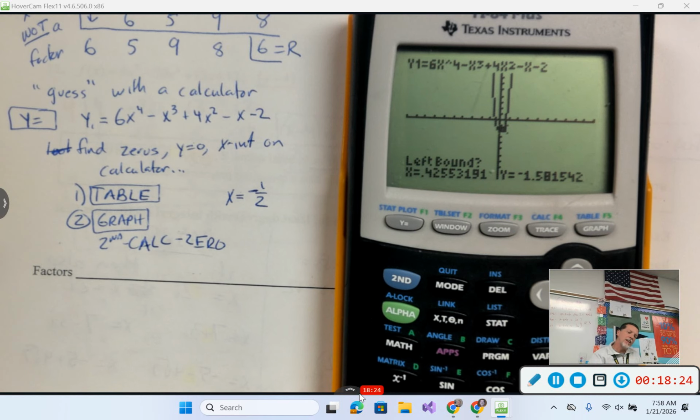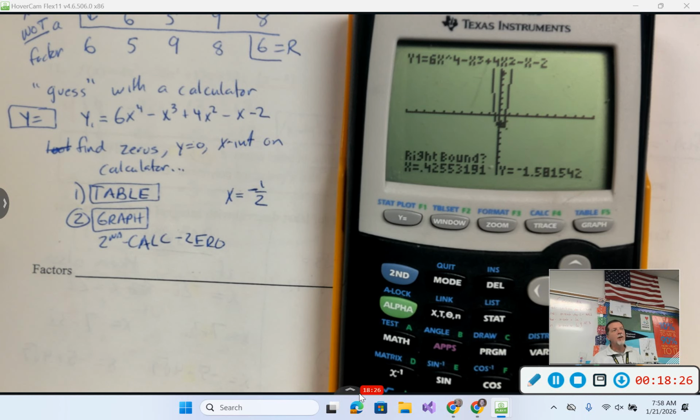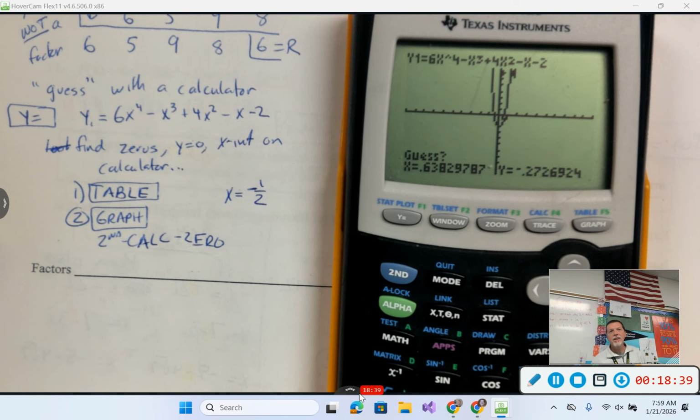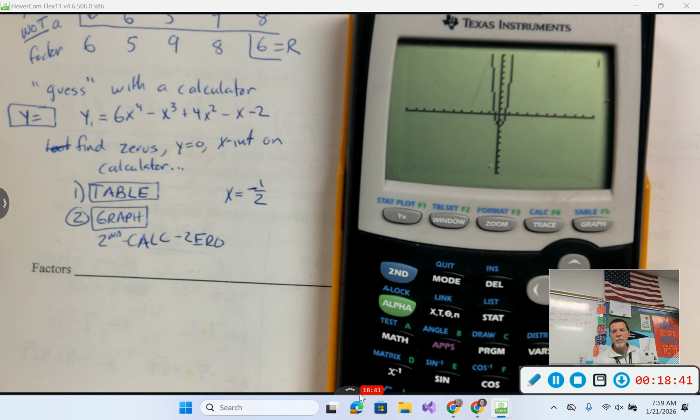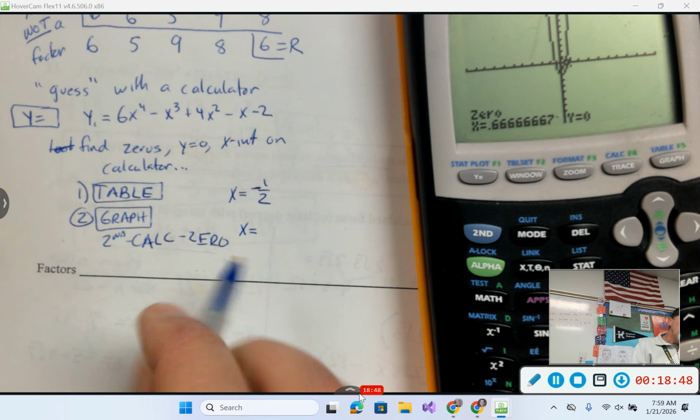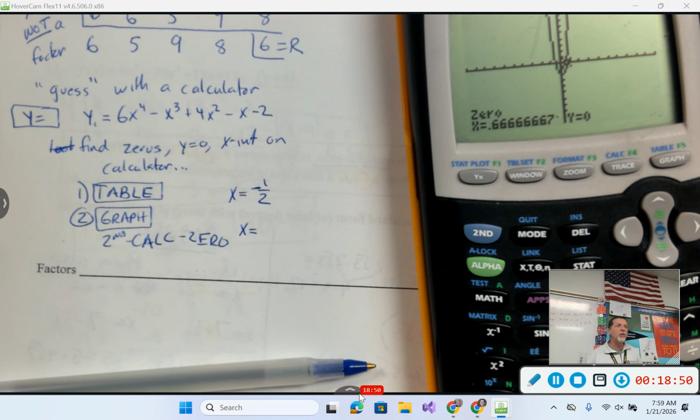Left bound, get to the left of the 0, press enter. Right bound? Get to the right of the 0. Go as far right as you like. Press enter. For guess, you can just press enter again. If you want to help your calculator, you get closer to the 0 and save yourself milliseconds. What happens if we got errors? No sign change means you didn't have a 0 between your left bound and your right bound. Are you good to the left bound?